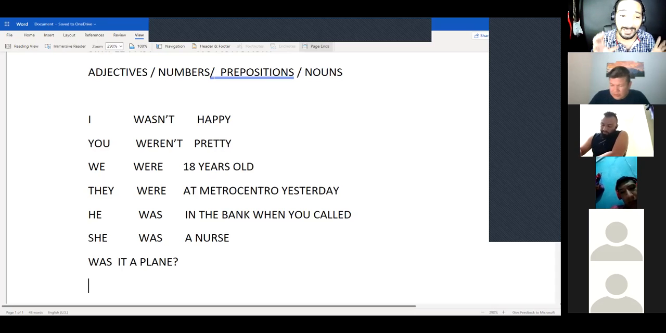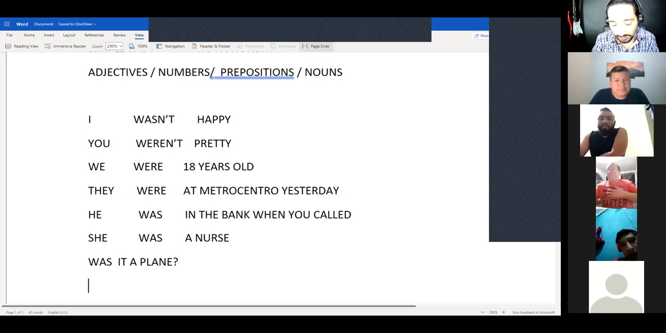Study. Study this for tomorrow. Estudien esto por mañana, ok? En especial las preguntas. ¿Ves? Para que hagamos ese jueguito al principio. Los espero, por favor, traten de estar a las 8.